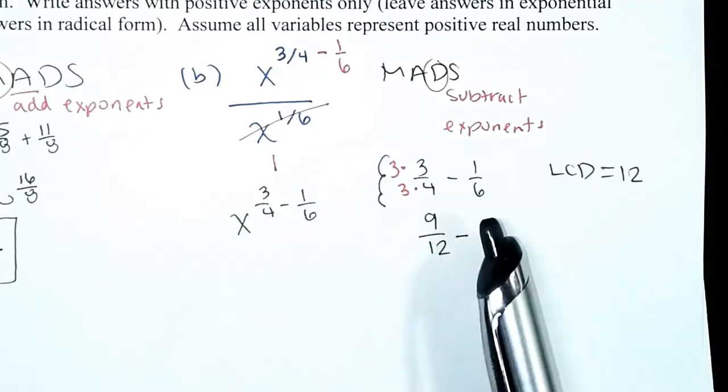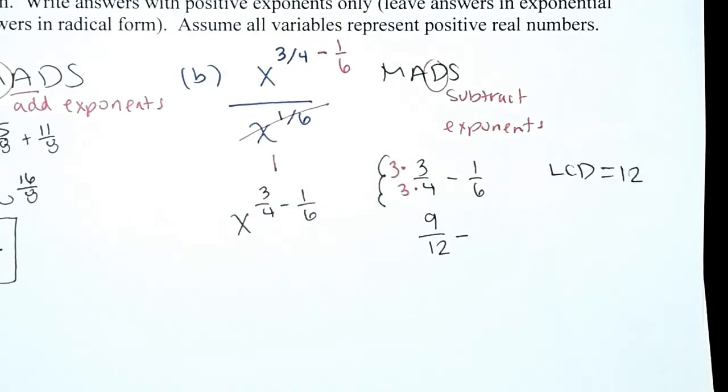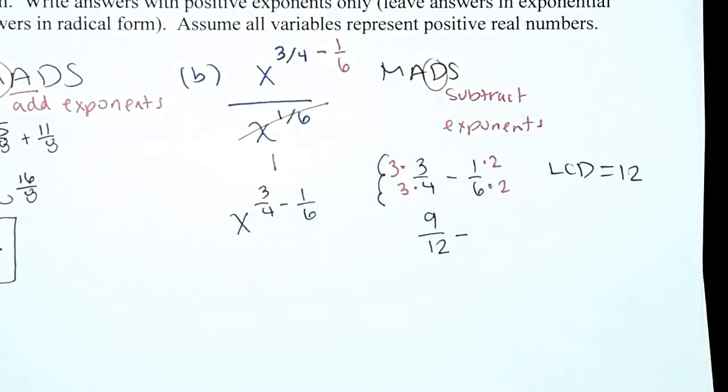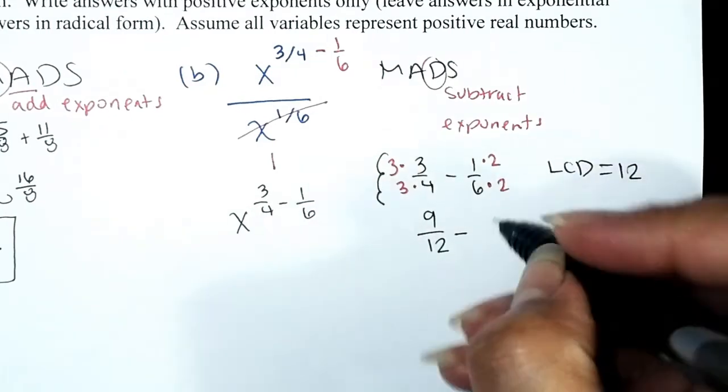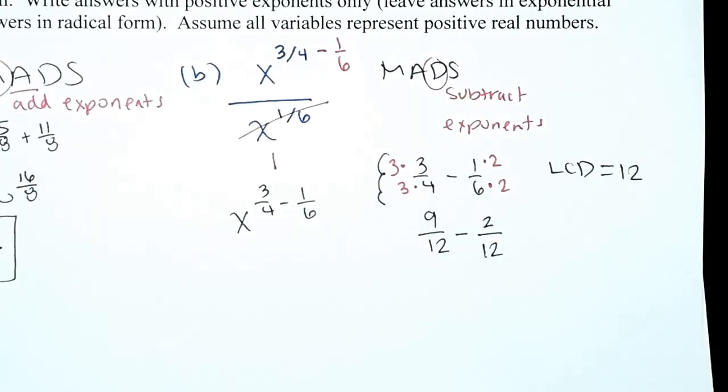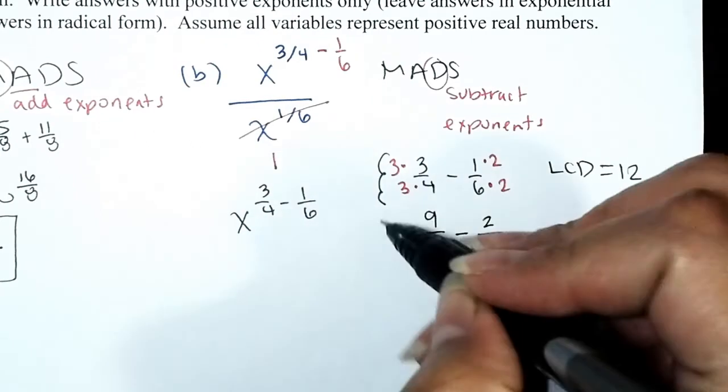Minus, to make that 6 look like a winner, let's give it the missing factor of 2. But again, we have to have good notation, so we're going to multiply top and bottom by 2. So when we do, we're going to tell the world that 1/6 is the same as 2/12. Fantastic. When we keep our cool, now that the denominators are the same, we have green light to subtract.